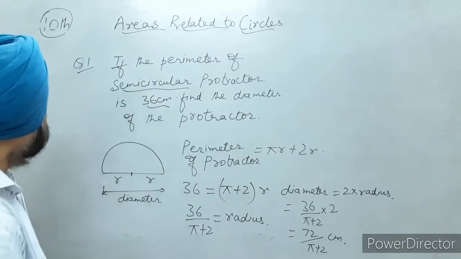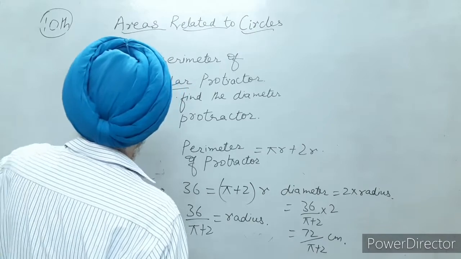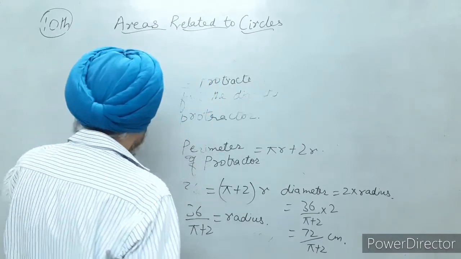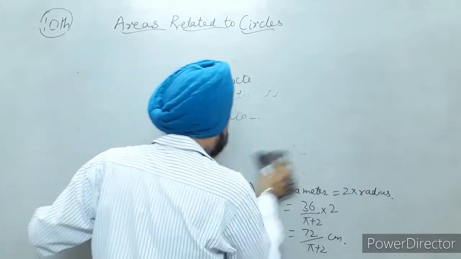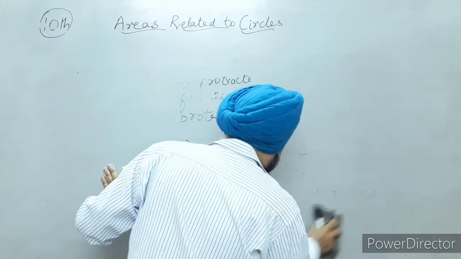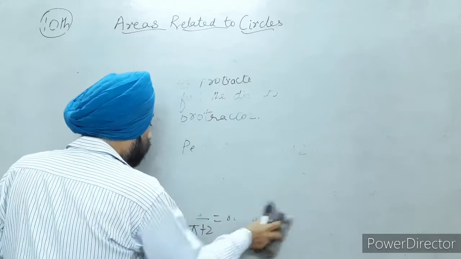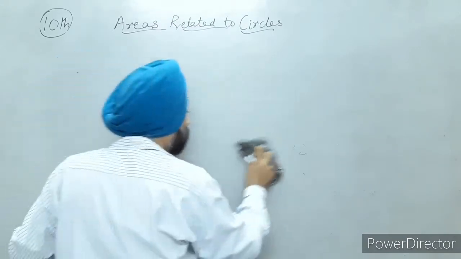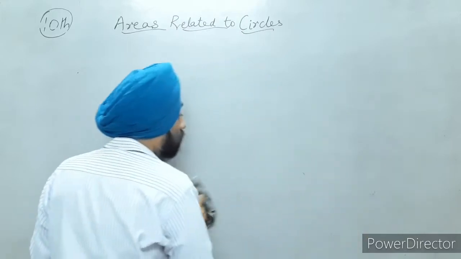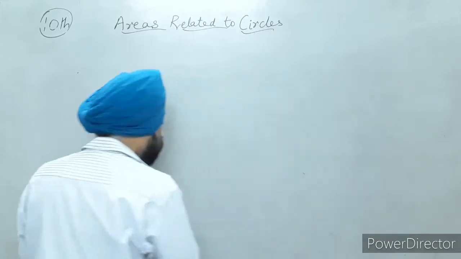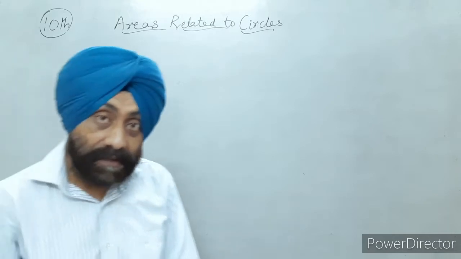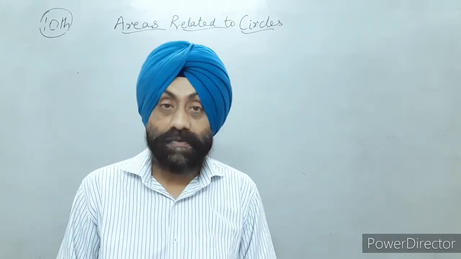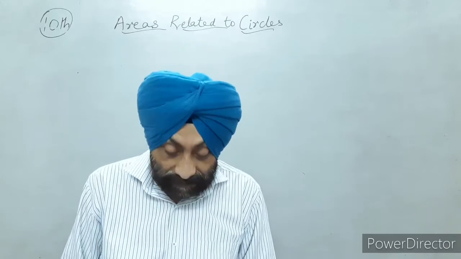Now, the second question from this chapter. Remember the formulas, revise the formulas which I have written, and the terms which are used: semicircle or semicircular protractor or any other figure, major segment, minor segment, minor sector, major sector. Remember the formulas, how to find the areas and how to find the length of the major or minor arc.